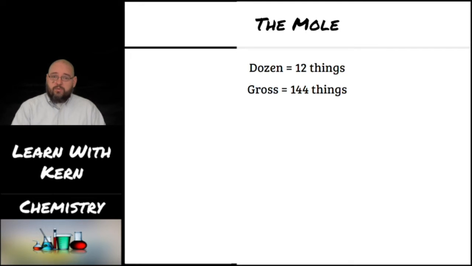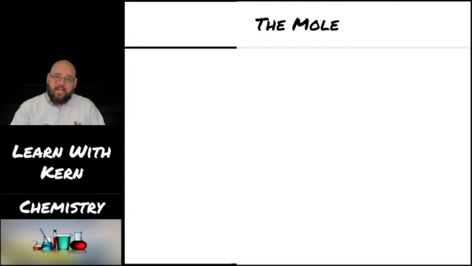Another counting number that is common in daily life sometimes is a gross, which is a dozen dozen. 12 times 12 is a gross, 144 things. So if you have a gross of bananas, you have 144 bananas. So counting numbers are not all that complicated. You're familiar with them. You've used them before.